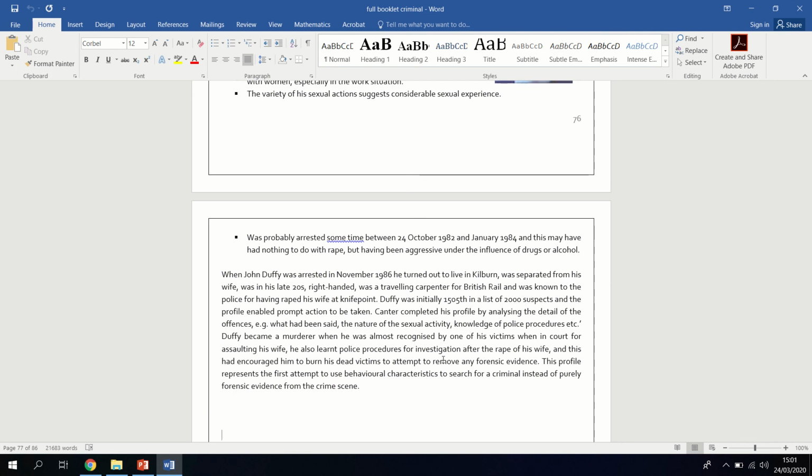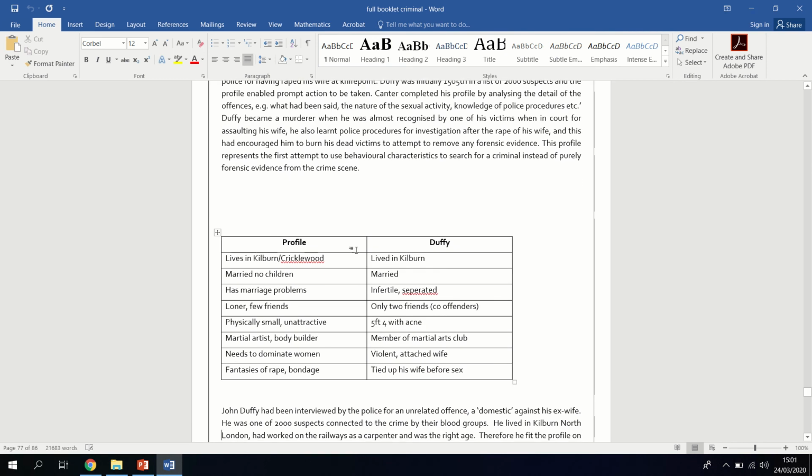So when John Duffy was actually arrested, it turned out that he actually lived in Kilburn, which is the place where the police had guessed based on offender profiling, was separated from his wife, was in his late 20s, was right-handed, was travelling for the British Railway, and was known to have raped his wife at knife point as well. So he'd already had kind of criminal behaviour or criminal past.